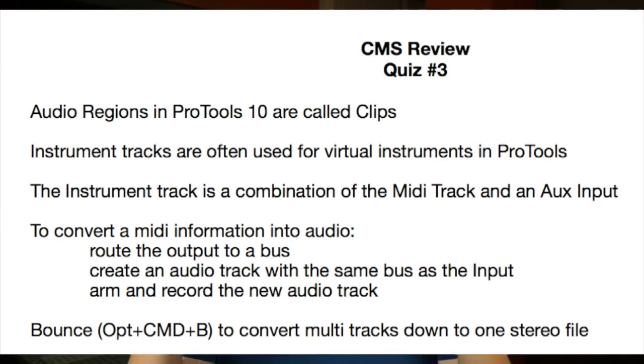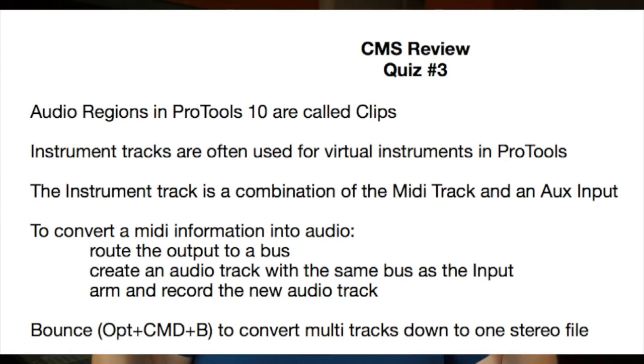And the instrument track, in and of itself, is a combination of two other types of tracks. We've got the MIDI track and an aux input. So combining those two makes the instrument track. If you want to do it yourself, you can do a MIDI track and then route that into the aux input.